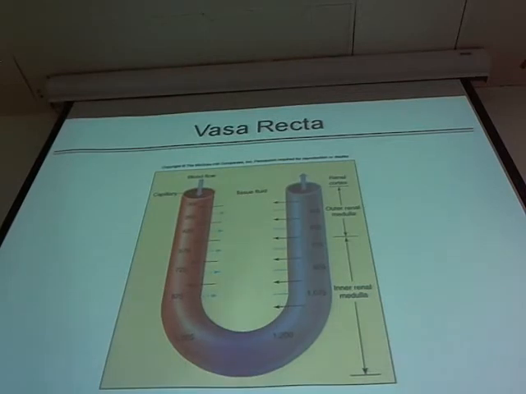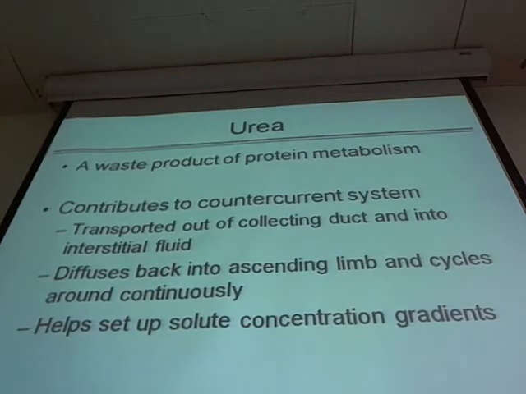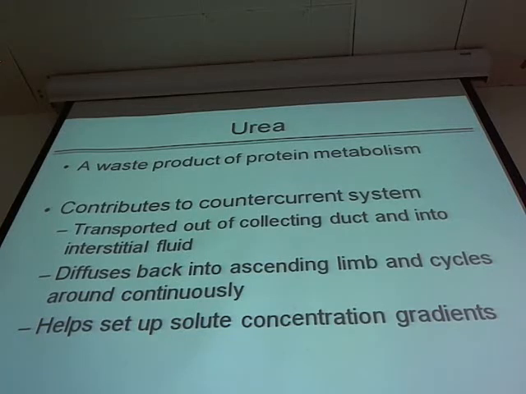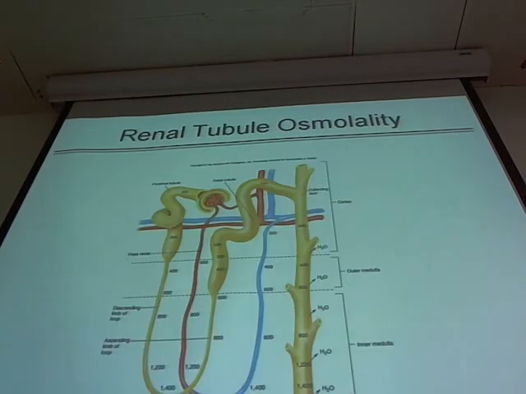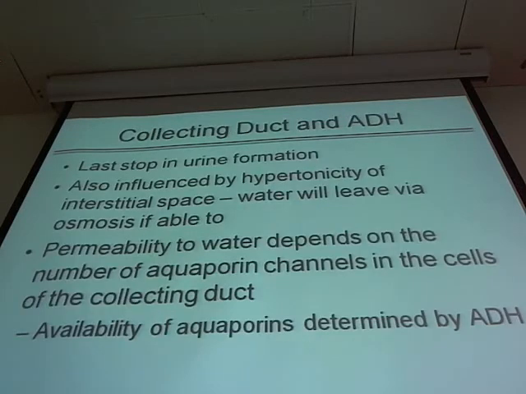So this is the same thing you saw earlier. Urea, a waste product of protein. We are not going to get into that. I don't think he's going to get into that. Renal tubular transport properties, renal tubular osmolality. We just showed you that already.